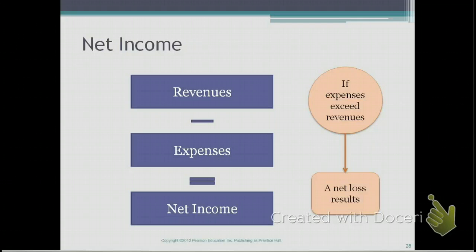We have another definition here. Net income is what we call the difference between revenues and expenses. So revenues minus expenses is equal to net income. If your revenues are less than your expenses, so if your expenses exceed your revenues, we will call it a net loss. So revenues minus expenses is net income. If your expenses are more than your revenues, we call that a net loss.